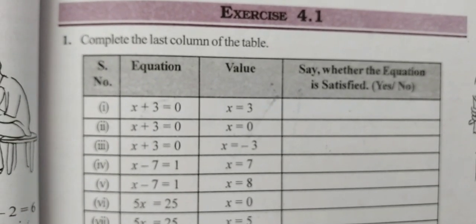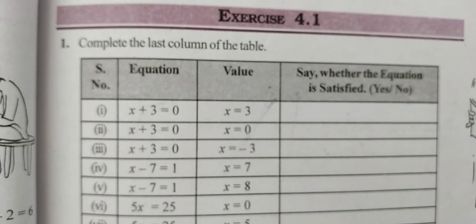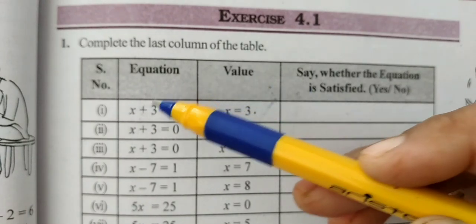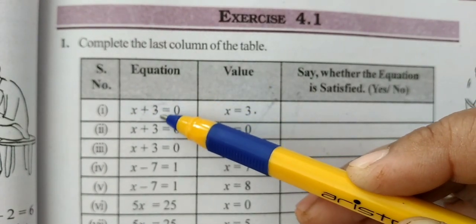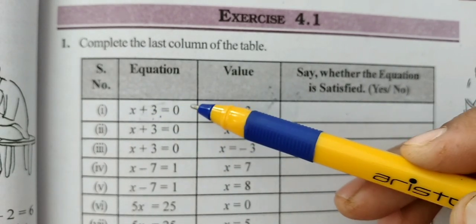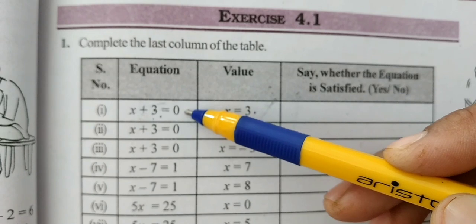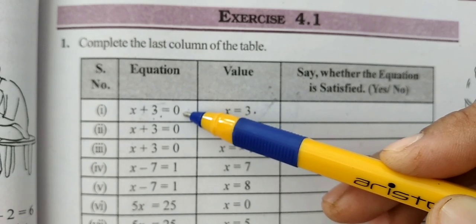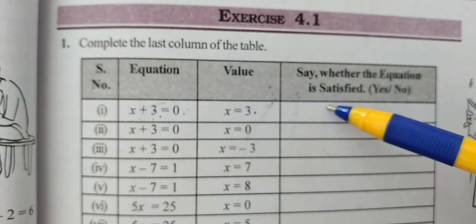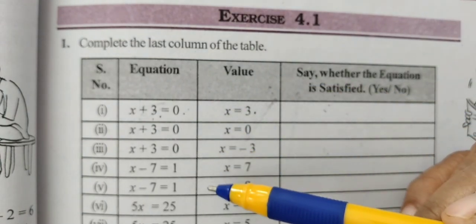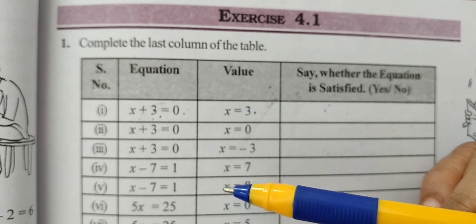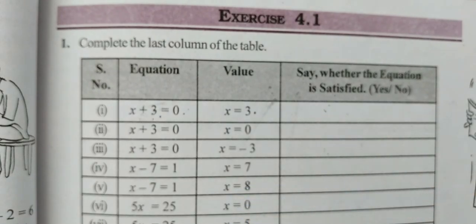How will you check its satisfaction? You have to substitute this value of x in the left hand side of the equation and find out the value of the left hand side, and then tally it with the value given on the right hand side of the equation. If they are the same, then the equation is satisfied. If they are not the same, then the answer will be no. Let's begin the solution of this question.